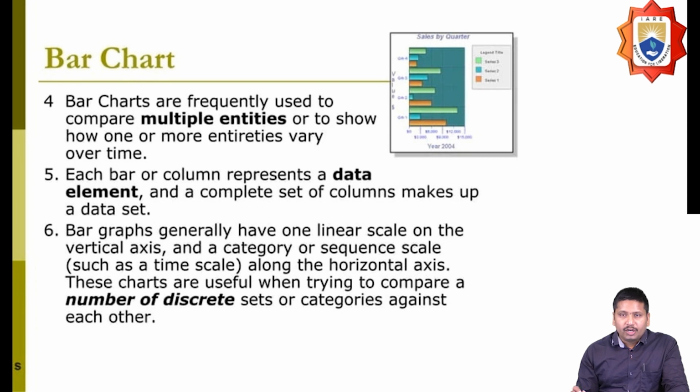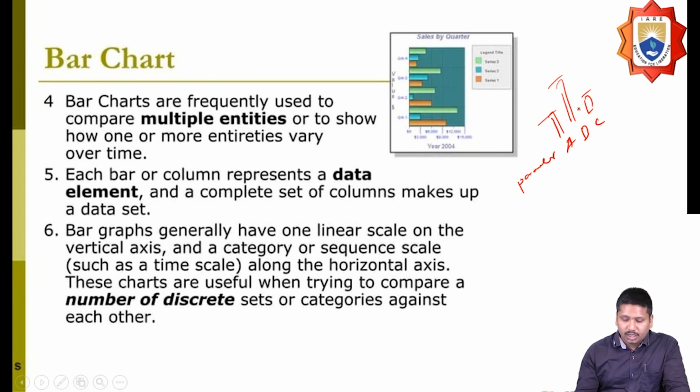The bar chart is frequently used to compare multiple entities. Suppose I take one parameter, and for that parameter we show the different values. Similarly, I take some parameters like A, B, C, D. For each parameter, how much is the value? I want to show the values corresponding to that parameter, so for that we can use a bar chart. The bar and column represent the data element, and can be used to compare discrete data sets or categories against each other.